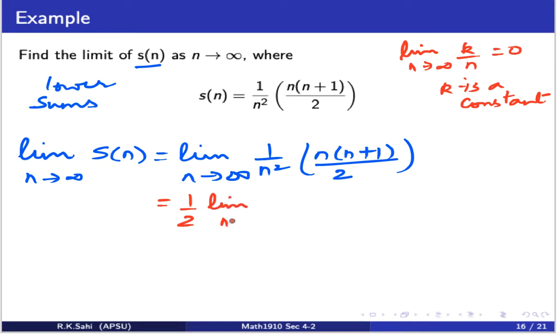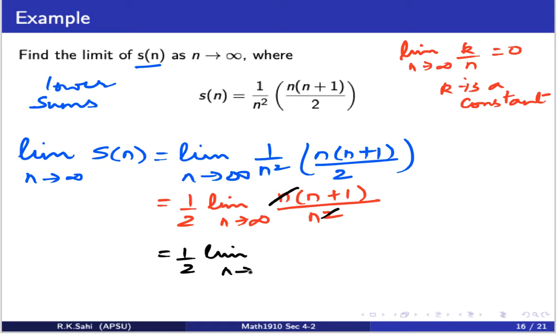So limit as n tends to infinity. What do we have? n over n plus 1 over n squared. Now clearly one of the n's can cancel, right? This and this cancel out. So what are we left with? We have limit as n tends to infinity of (n plus 1) over n. Now it's much better to open this up. So it's limit, half, definitely.